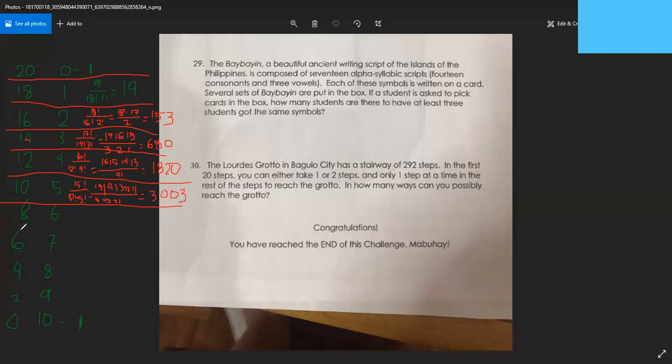Next, same process here. This would be 8 plus 6, that would be 14 factorial over 8 factorial times 6 factorial. So we can cancel out the numbers here. This would be 14, 13, 12, 11, 10, 9 divided by 6 factorial. If you solve this, this is also 3,003.